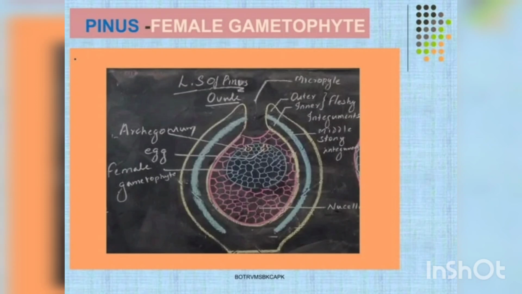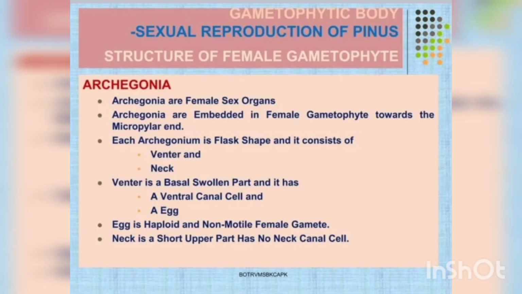The archegonium is formed towards the micropylar region. The opening is the micropyle. The archegonium is the female sex organ, and the archegonia are embedded in the female gametophyte towards the micropylar end. Each archegonium is a flask-shaped structure. Just understand that it has venter cells and the egg cell. The egg cell is haploid and non-motile. That much you just learn.